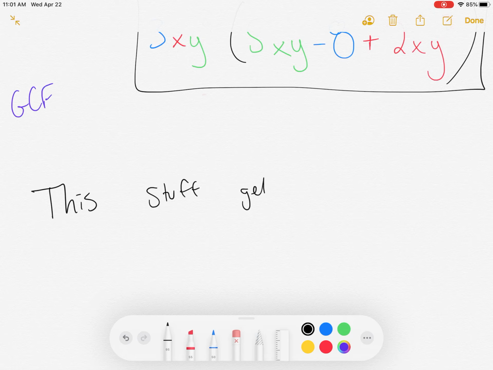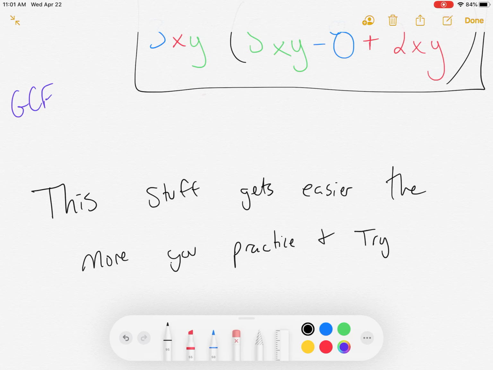I have one more thing for you. It's not a problem, but I want you to be aware that this stuff gets easier the more you practice and try. I promise you, it's one of those things. It's like riding a bike. Once you get it, it's just going to click. But the first time you tried biking without training wheels, you probably fell over a few times. So keep trying. Show some perseverance.